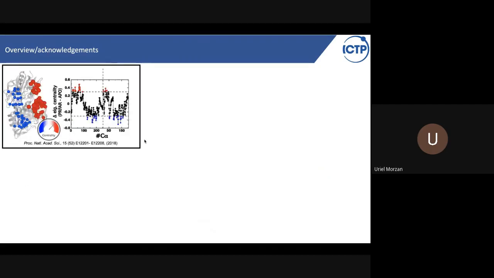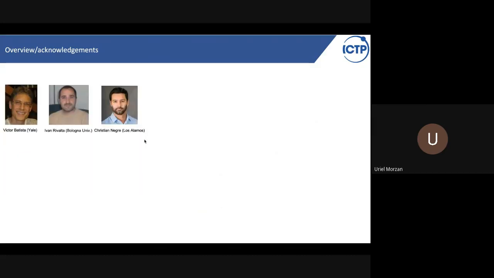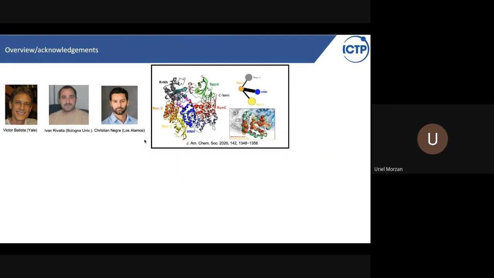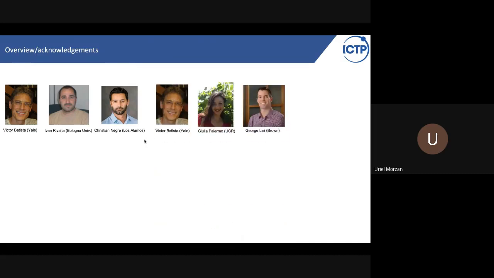This is another case where we developed a method in order to understand very simply another type of problems in biochemistry. This was done with Victor Batista, Ivan Rivalta, and Christian Negre. Well, this is the project I just mentioned. This was done with Victor Batista, Julia Palermo, and George Lisi.